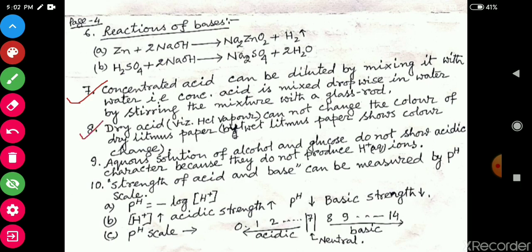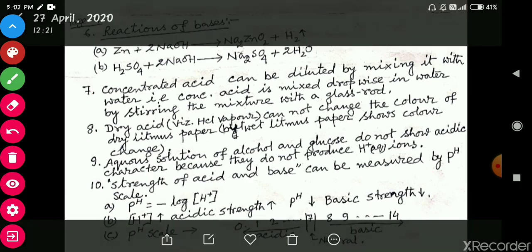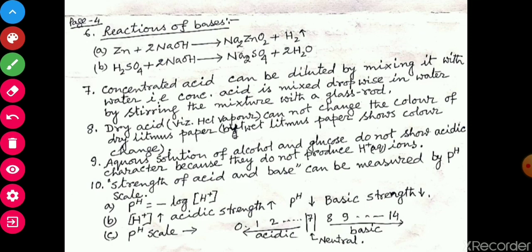Dry acid, such as HCl vapor, cannot change the color of dry litmus paper, but wet litmus paper shows color change. Aqueous solutions of alcohol and glucose do not show acidic character because they do not produce hydrogen ions in their aqueous solution. Strength of acids and bases can be measured by the pH scale.